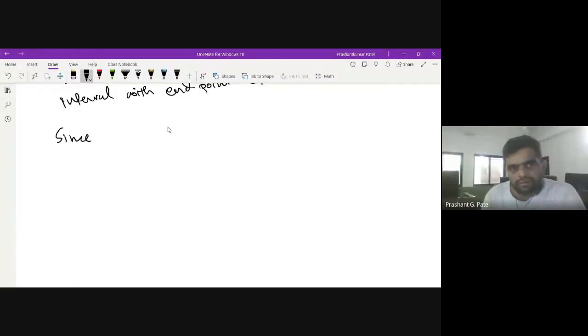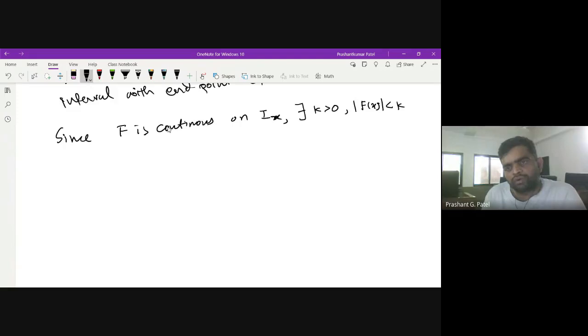So I can say that since f is continuous on Ix, and this Ix is a closed and bounded interval, any function which is continuous on a closed and bounded interval has to be a bounded function. So I can say there exists k greater than 0 such that mod of f of x is less than k for all x belongs to Ix. If this notation is not feasible, you can use t here. So it is mod f of t less than k for all t in Ix.